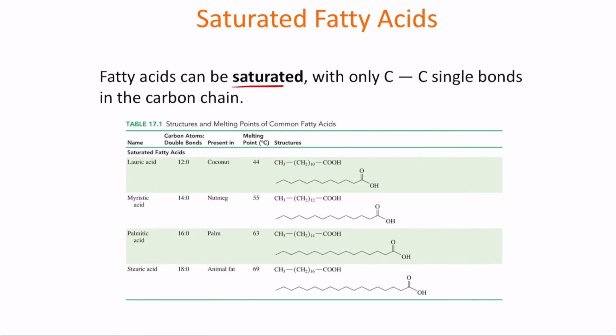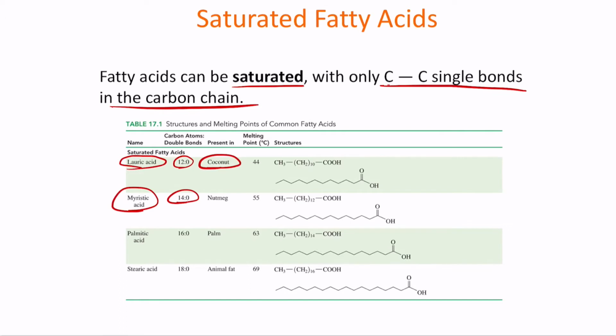Now fatty acids can be saturated, with only single bonds in the carbon chain. If the number of carbon atoms is 12, we call that lauric acid. Most commonly it's present in coconut. If it's 14 carbons long, we call it myristic acid. That is generally present in nutmeg. You have palmitic acid, which is the common substance in palm oil and palm. It contains about 16 carbons. In animal fats, you have an 18 carbon structure. We call that stearic acid. Most commonly it is found in animal fat.